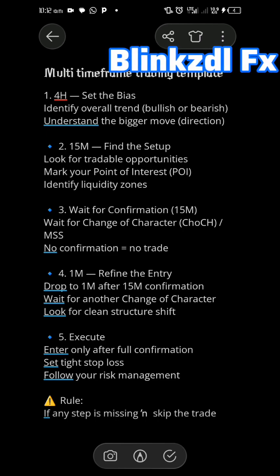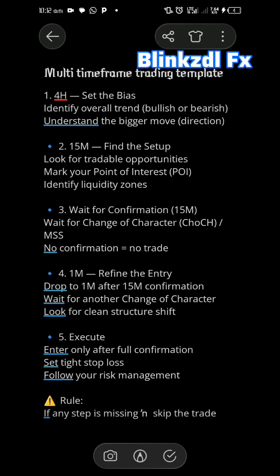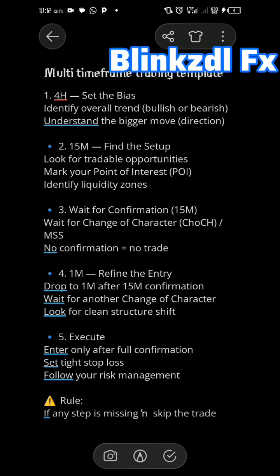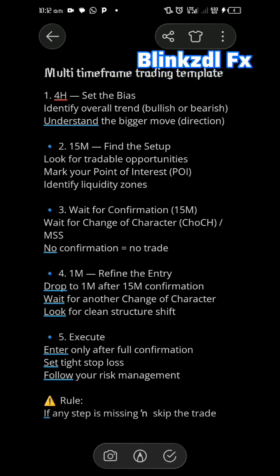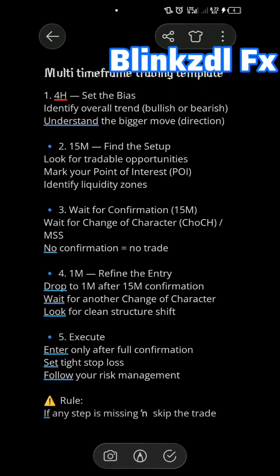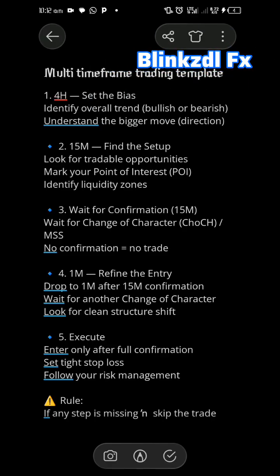You understand? So if the 15-minute time frame is still consolidating, it simply means liquidity is being created for the 4-hour time frame. But the moment the 15-minute time frame is liquidated and we have a change of character or a break of structure, then price is now ready to start moving. I will explain all these things carefully in this video. The video might be a bit lengthy, but try as much as possible to understand because it's a template, not just a video.